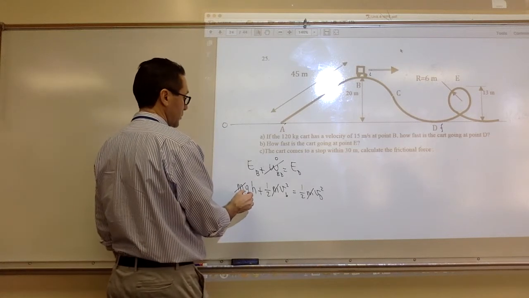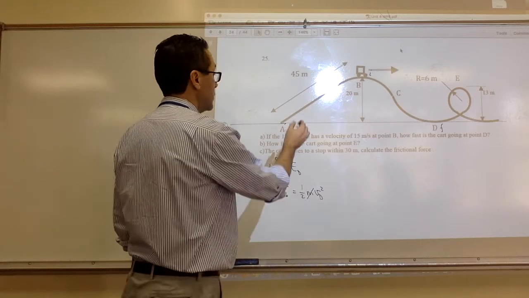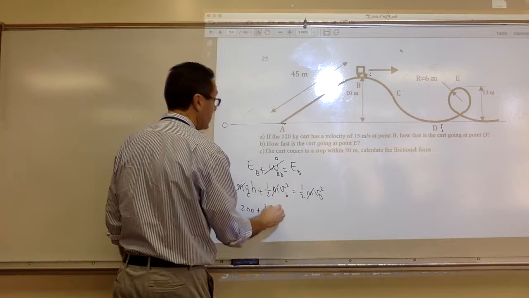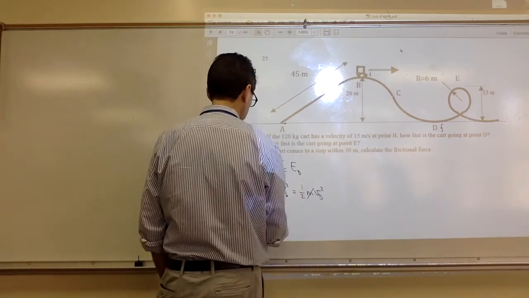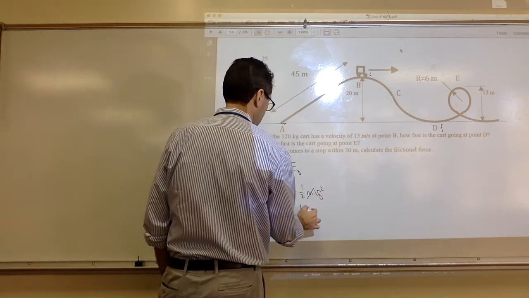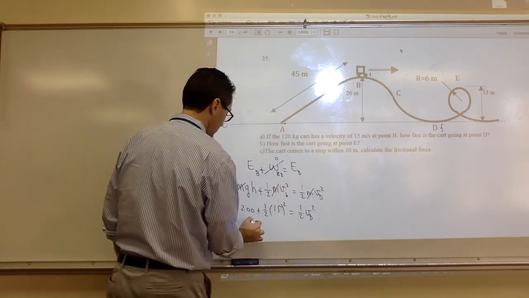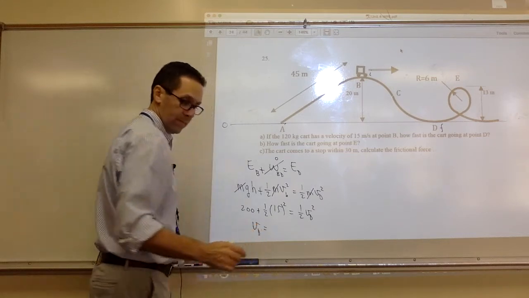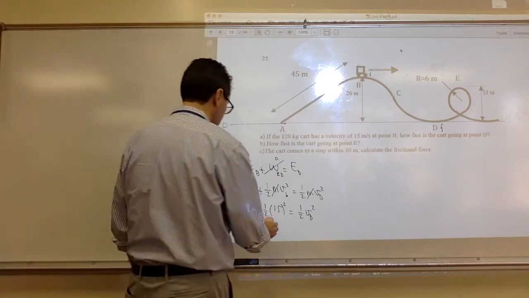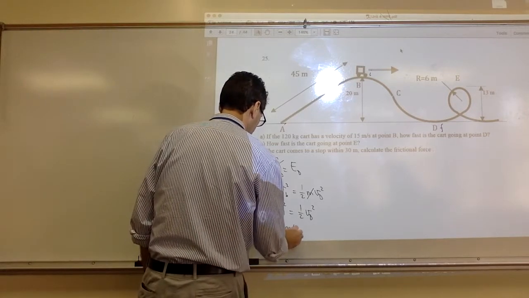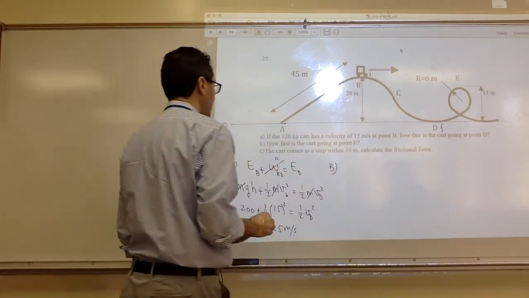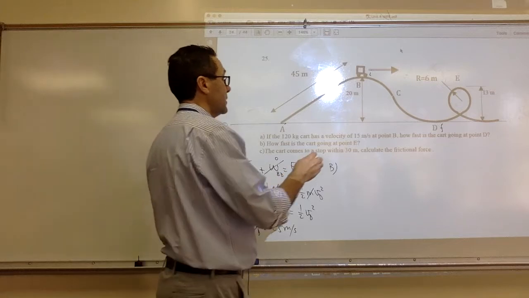This is going to be 10 times 20, so this is 200 plus 1/2 times 15 squared equals 1/2 times Vd squared, which gives us a Vd equal 25 meters per second. Okay, so this is part A. Part B, how fast is the car going at point E?